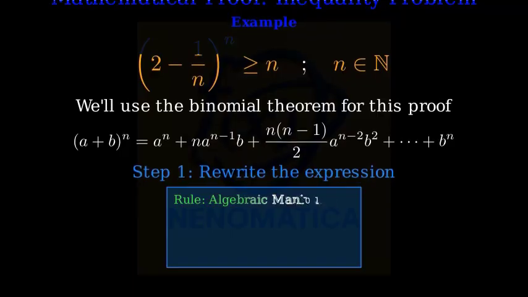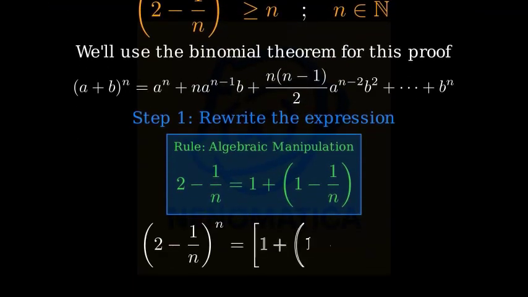The first step is to rewrite the expression on the left side. We notice that 2 - 1/n can be rewritten as 1 + (1 - 1/n). Next, we'll apply the binomial theorem to expand the expression. We'll set a equals 1 and b equals 1 - 1/n. This gives us 1^n + n times 1^(n-1) times (1 - 1/n), plus more terms that we'll look at shortly.